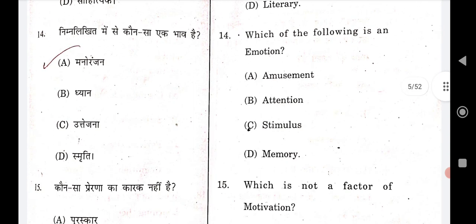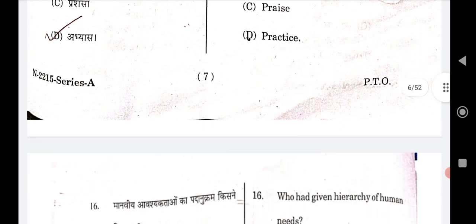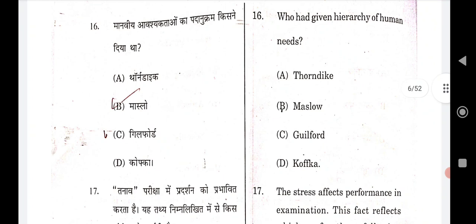Next question: which of the following is an emotion? So the correct option is amusement, मनोरंजन. A is the correct one here. Which is not a factor of motivation? Practice is not a factor of motivation. So here D will be the correct option, that is अभ्यास. Question number 16: who had given the hierarchy of human needs? So the correct option is Maslow. B is the correct one.